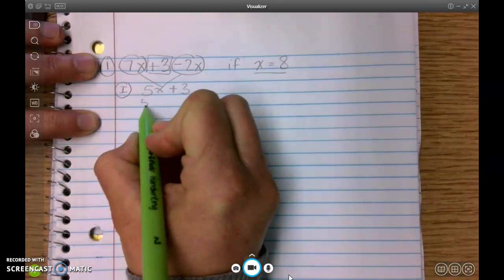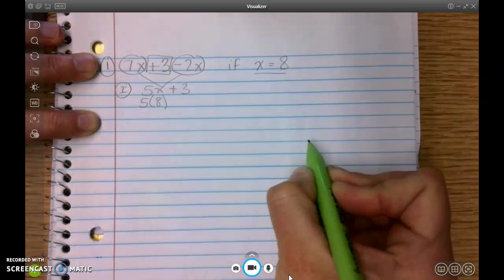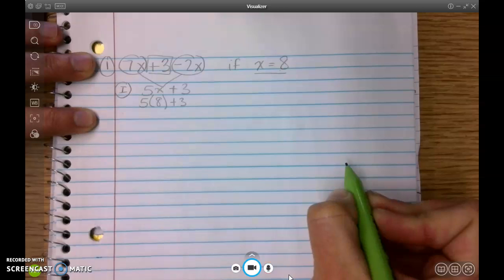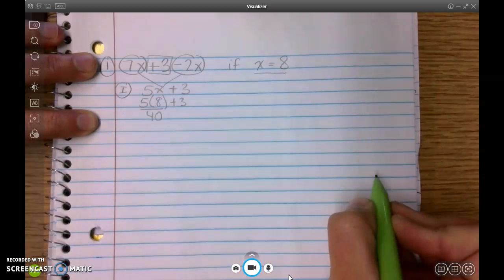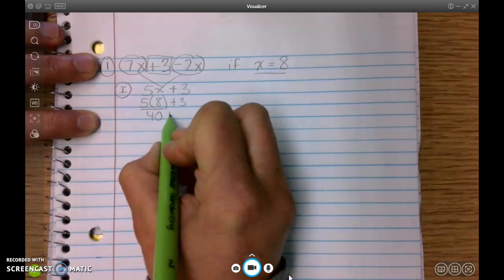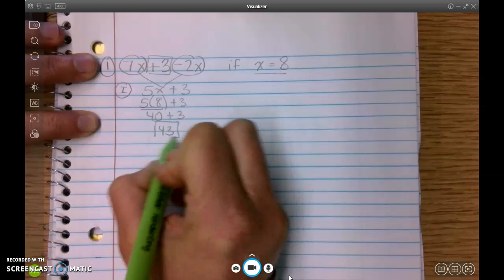So we're going to go 5. Take out x, put in 8, put the plus 3 back. Now we're going to multiply, find an answer. 5 times 8 is 40, plus 3, the answer is 43.